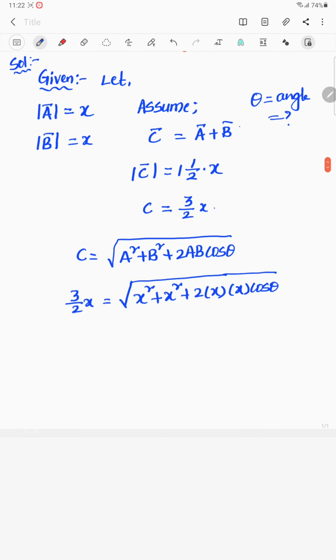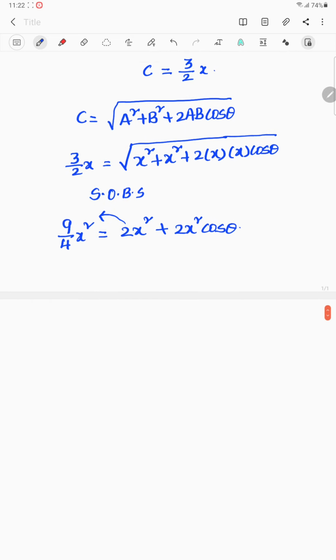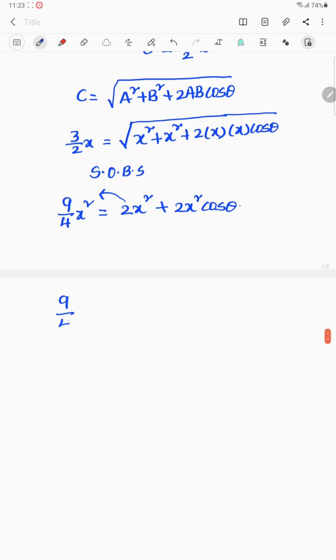Now we square on both sides, as we already know, to eliminate the root on the other side. On squaring both sides, the left hand side turns out to be 9 by 4 times x square, and the right hand side turns to be 2x square plus 2x square cos theta. So transpose this 2x square onto the other side. It turns out to be 9 by 4 x square minus 2x square, which is equal to 2x square cos theta. Take the LCM now and it turns out to be 9 minus 8 is 1.